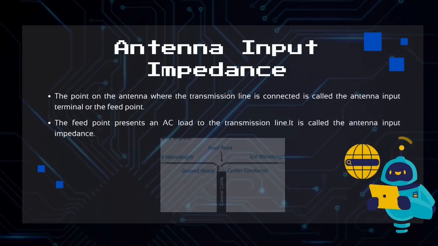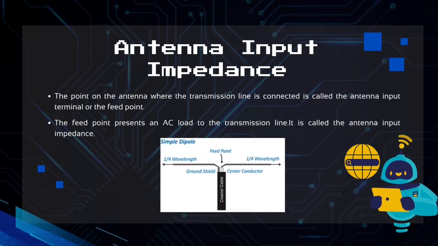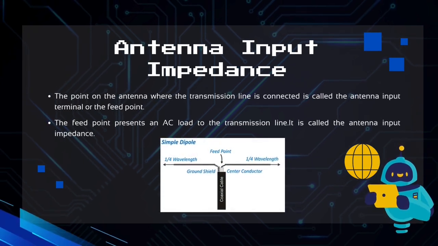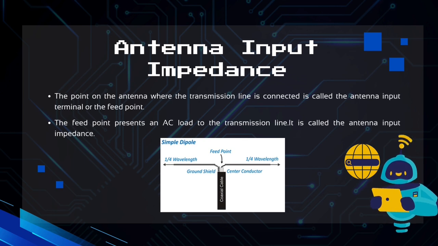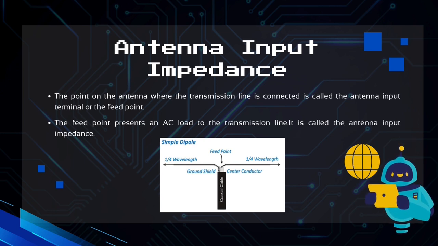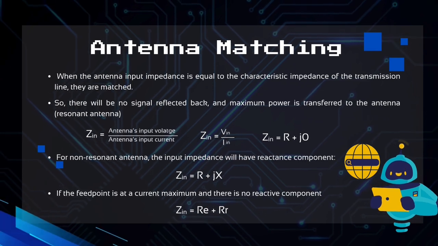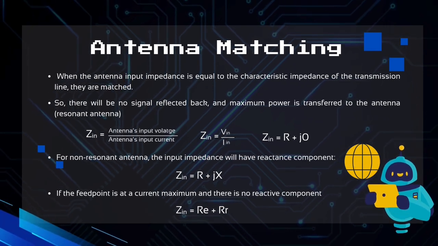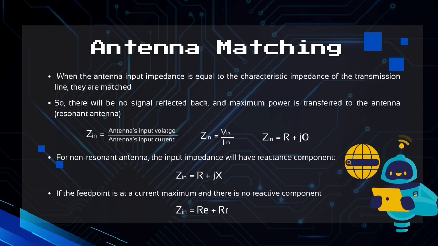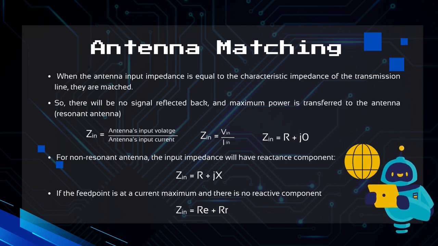Antenna input impedance. The point on the antenna where the transmission line is connected is called the antenna input terminal or the feed point. The feed point presents an AC load to the transmission line. It is called the antenna input impedance. Antenna matching. When the antenna input impedance is equal to the characteristic impedance of the transmission line, they are matched. So, there will be no signal reflected back, and maximum power will be transferred to the antenna.